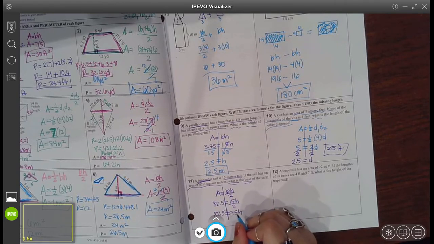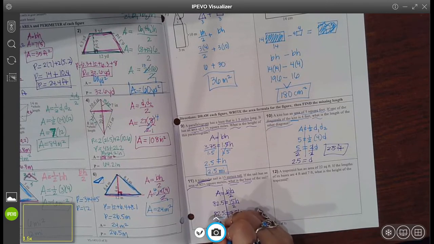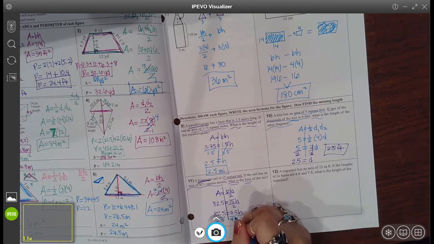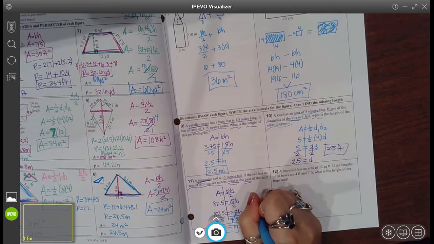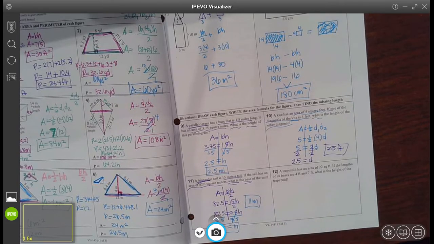Now 7.5 times what is 82.5? We'll divide by 7.5. Whatever you do to one side, do to the other. 7.5 divided by 7.5 is 1. So you have 1 times h. And on this side, when you do 82.5 divided by 7.5, you get 11. So your height is 11 meters.